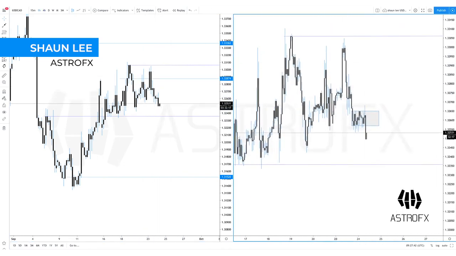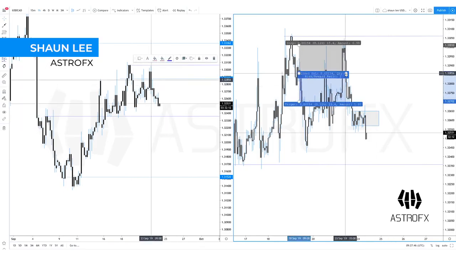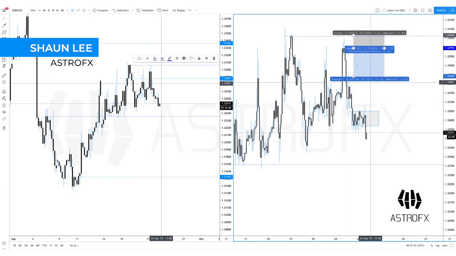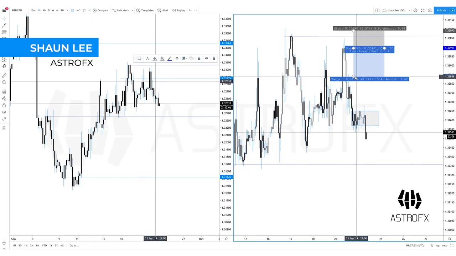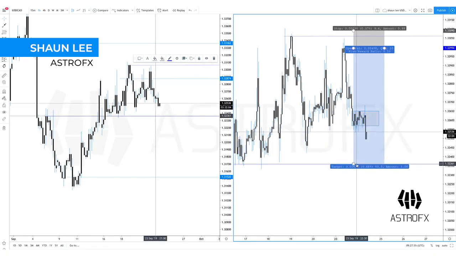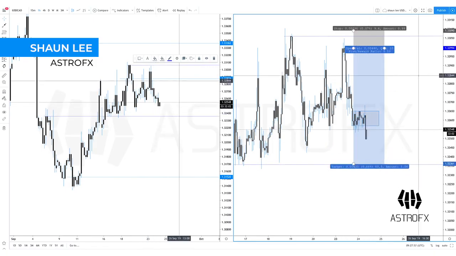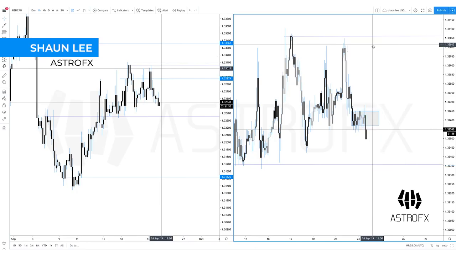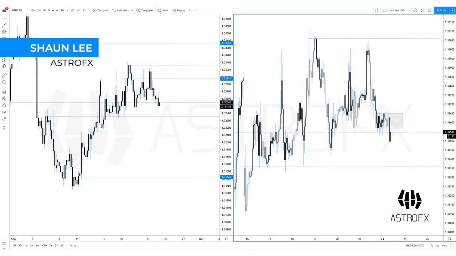Like up here, for instance, let me just show you one thing. We're talking 10, 15 pip stop, okay, and we're looking at targets, something like that, 63. Look at that risk reward. It's a risk reward of 1 to 6.5. It's not a joke. And this is what you're going to be getting, guys, with practice and understanding.